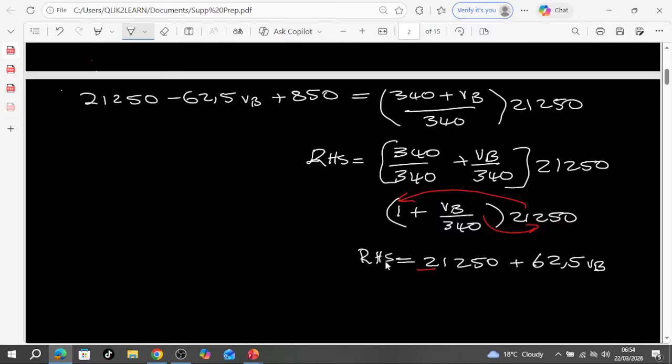So this is the right hand side, and then when I have it like this, I'm going to equate the right hand side to the left hand side. But before we do that, let's add the like terms. Do we even have like terms? Nope. I'm not going to add them, because I know that these two will cancel. So let's say I have 21250 minus 62.5. Okay, let me quickly work on this.